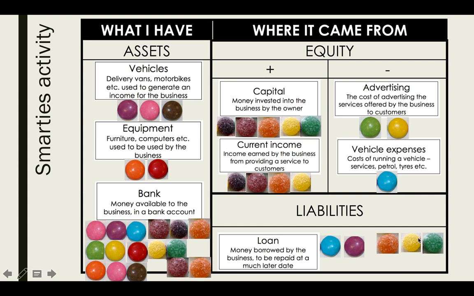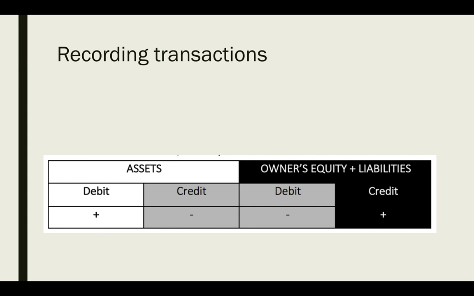Similarly, you can balance your loan account and you can see the 2 Smarties will cancel out the 2 Jelly Tots, which means you only owe 1 Jelly Tot to the bank at this stage.